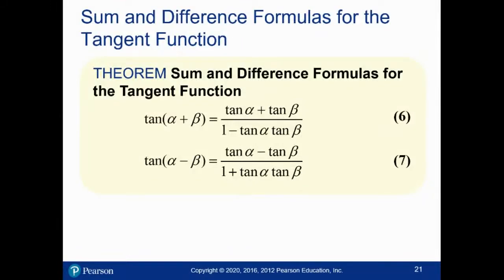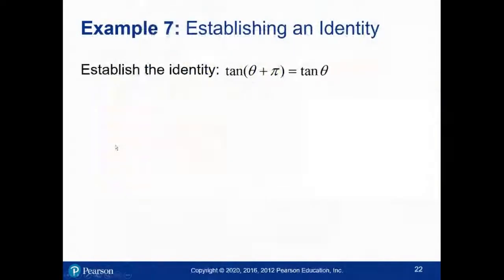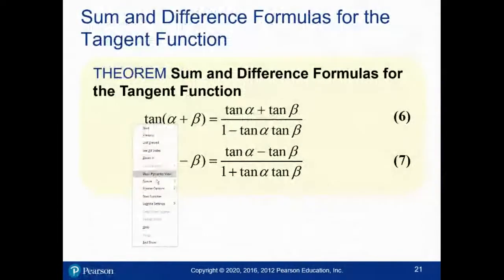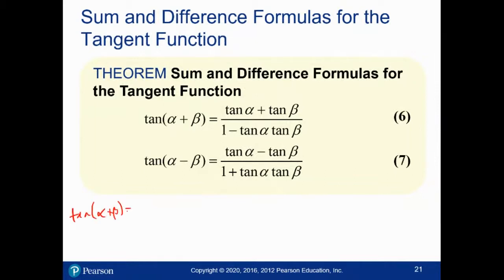All right, so some formulas for tangent. Now, you can take these just as given, or what you can do is go to the pen. What you can do is you can say the following. The tangent of alpha plus beta is the sine of alpha plus beta over the cosine of alpha plus beta.